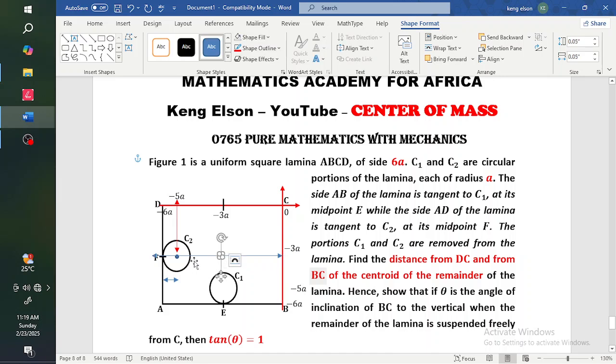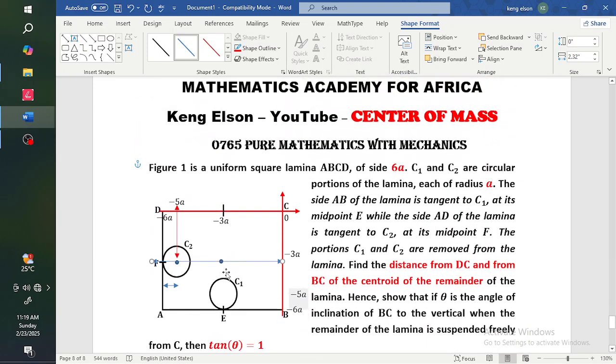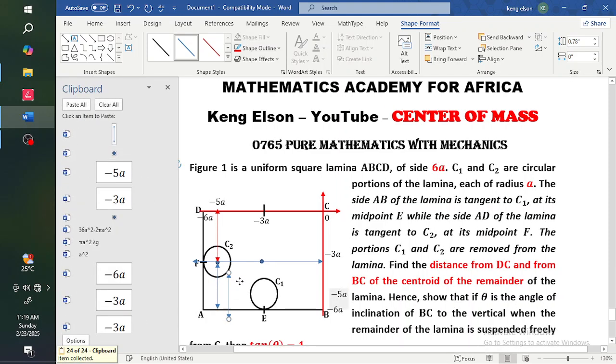Okay, so with that said, we need the distance. Which distance do we need? We need this vertical distance here. To get this vertical distance, I know that the distance from the center right down here is just half of the length of the square lamina, because that is the center. This distance here is the same as this other distance here.